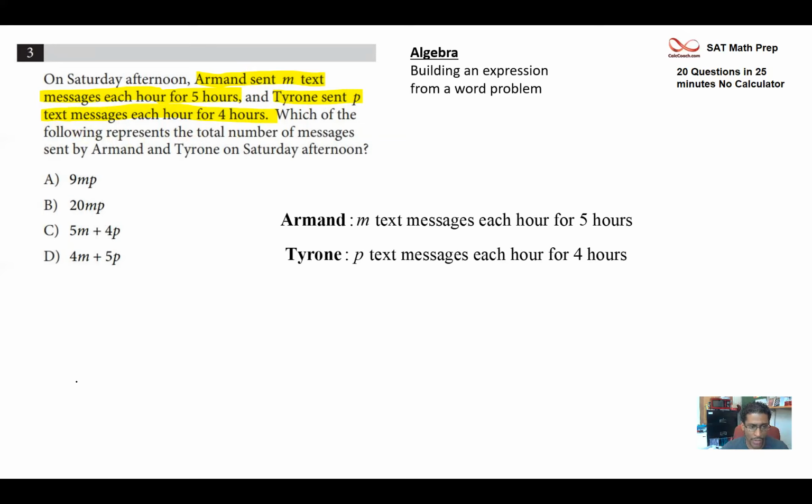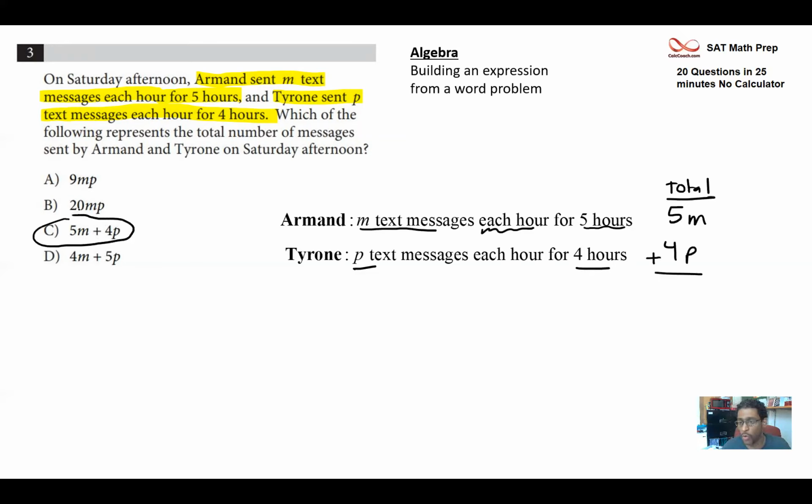And so M text messages each hour for 5 hours. So the total that he did would be 5 times M. Imagine M is... when you're in trouble, replace the variables with a number. If it was 10 text messages every hour, 5 hours, 5 times 10 gives you 50. That's the total number of text messages sent. And so same thing here, P times 4, 4P. We add these together and we just get the expression 5M plus 4P, the total that was sent by both Armand and Tyrone.